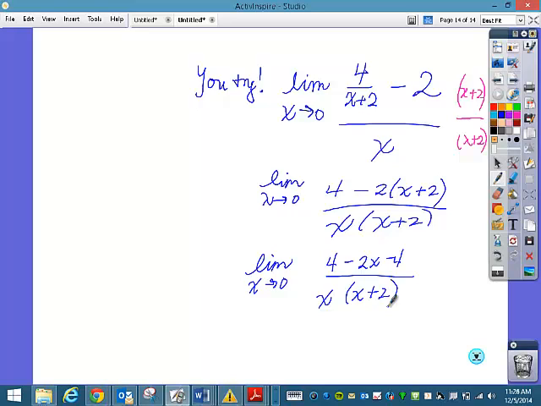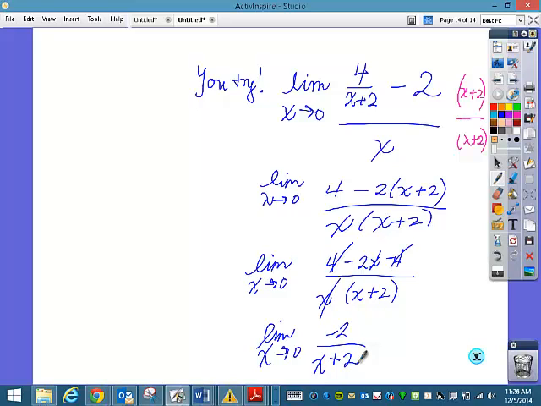And then the 4 and the negative 4 cancel each other out, and then the x and the x cancel each other out, but I still have the negative 2, the coefficient, in my numerator, so it's the limit as x approaches 0 of negative 2 over x plus 2.